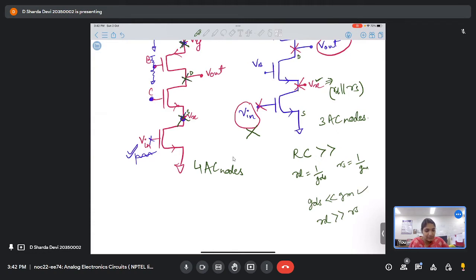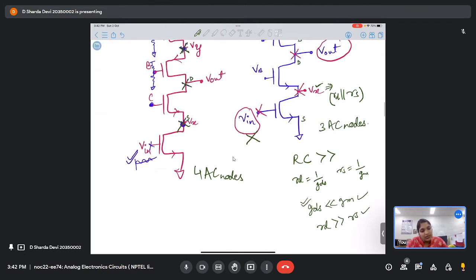Is this clear? I'm talking about the values. GM is in a few millisiemens, whereas GDS is in a few microsiemens. So there is close to 1000, an order of 3 difference between GDS and GM. That 1000 times difference will come into the picture for RD and RS also, right? So from there we get RD much greater than RS. But when you observe here, we have RD parallel to RS. So what will be its resultant value? RS. Yes, here you'll see RS.